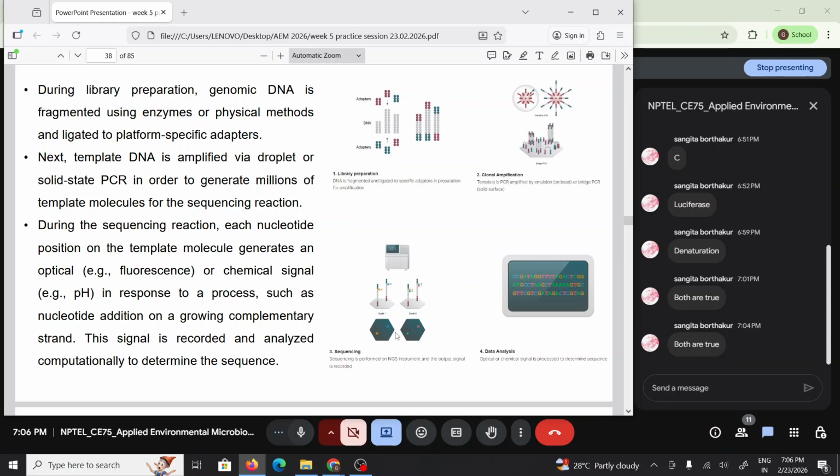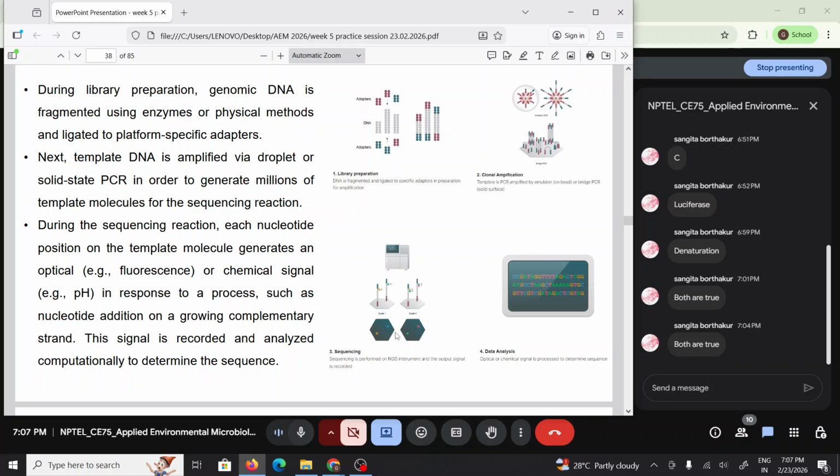So here we have the next generation sequencing steps. First is the library preparation. The DNA is fragmented using enzymes or physical methods, and then ligated to platform specific adapters. Next, the template DNA is amplified using a droplet or solid state PCR, so that we get a number of copies of the template molecule, and then we take it to the actual sequencing itself, where we try to find out which specific nucleotide is there in the template.